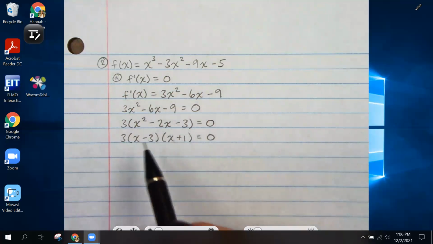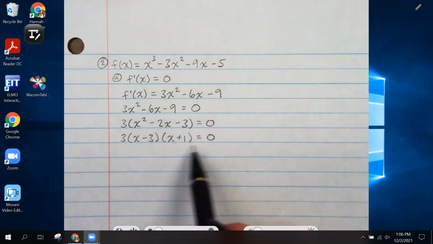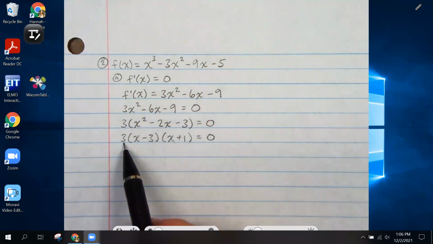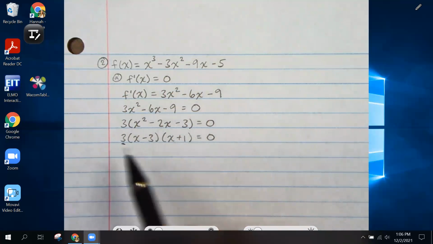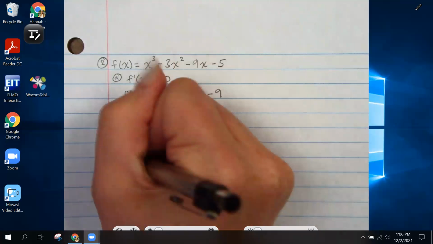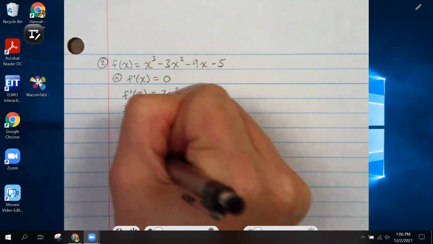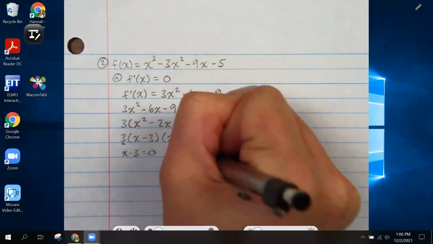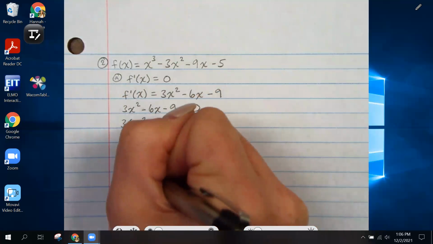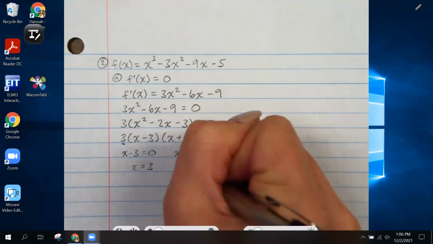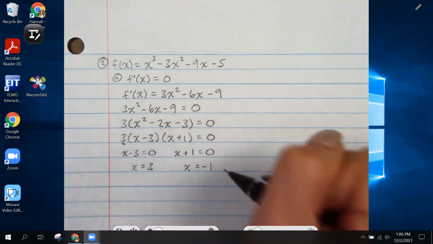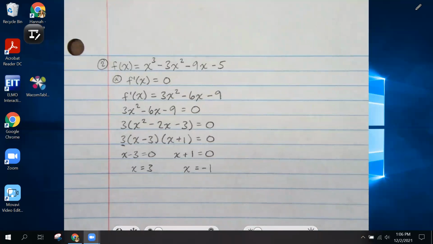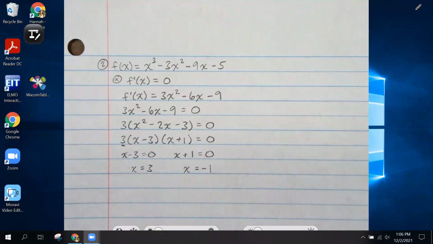Then we need to set each factor that has an x in it equal to 0. We don't have to set this 3 equal to 0 because there's not an x in it. We really can just ignore it. We set x minus 3 equal to 0, x plus 1 equal to 0. So we get x equals 3 and x equals negative 1. So these are the critical values.